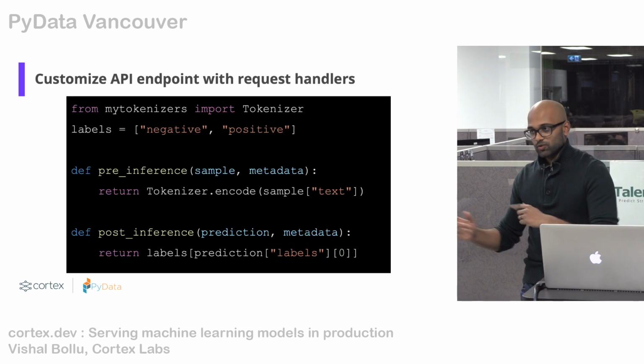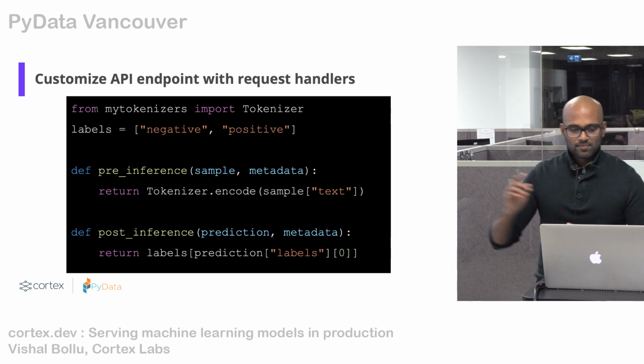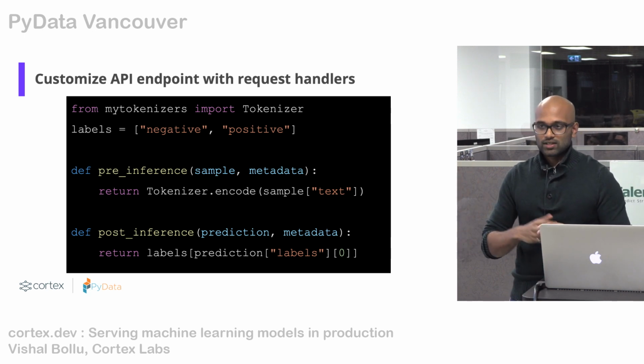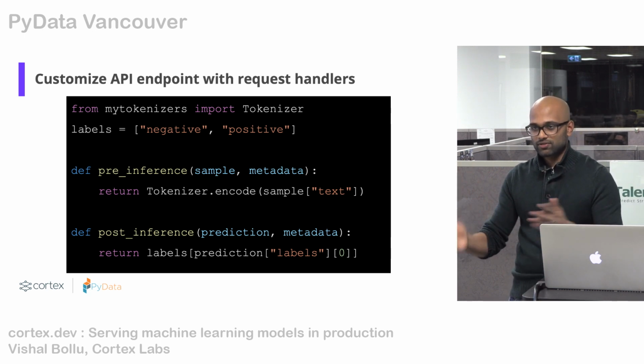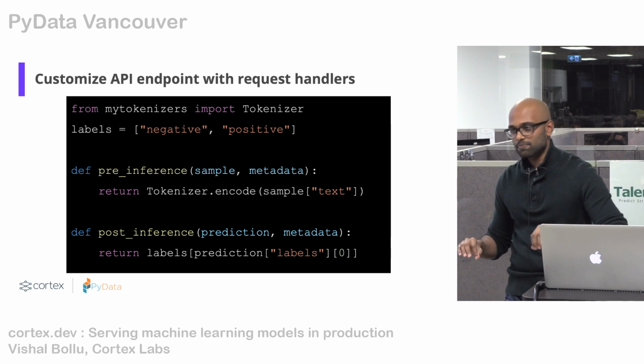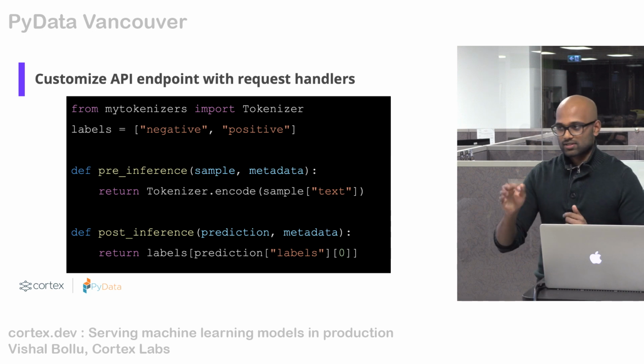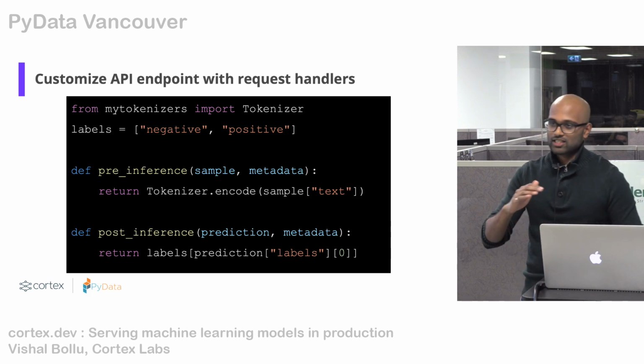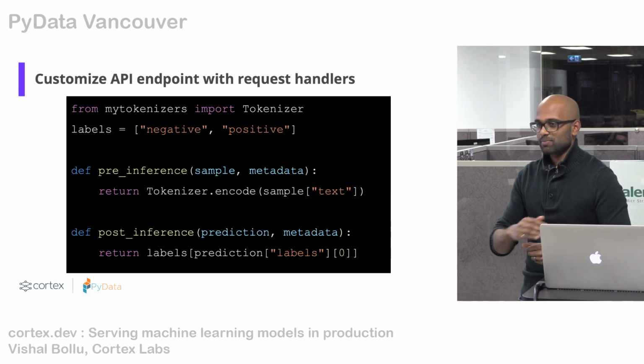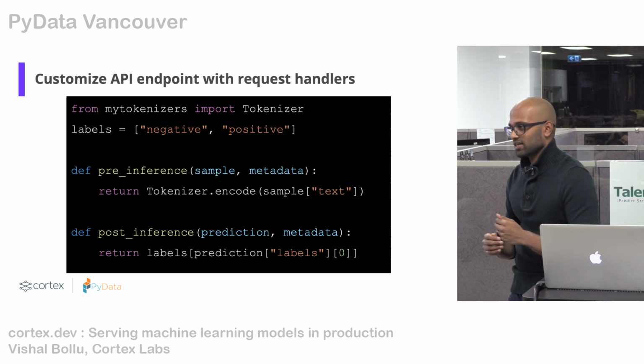So going back to the request handlers, right? This is how we help you configure your API. We decouple your API from your model. A common example of this, going back to the NLP, is you wouldn't expect your user or your client to send you a bag of words or however you tokenize your text.